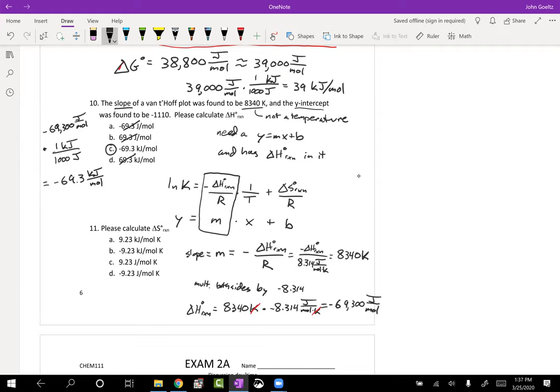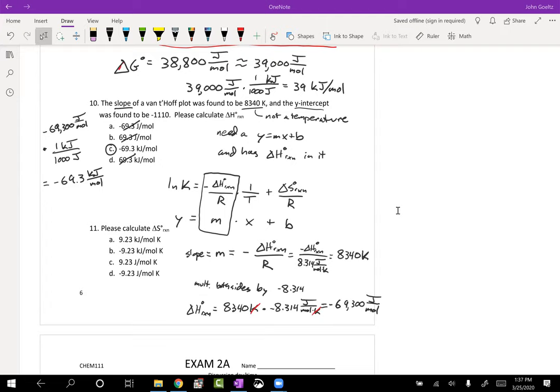Okay, this is one of the strategies that I've mentioned will show up again and again in Chem 111. We do see, probably at least once a chapter, something where we have to use a y equals mx plus b and get some information out of the slope and the intercept. So everybody try question 11 now.